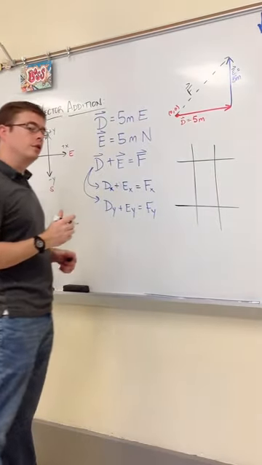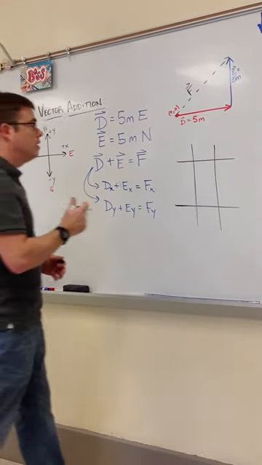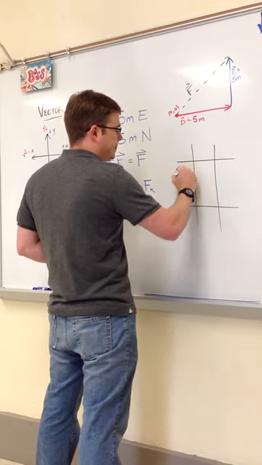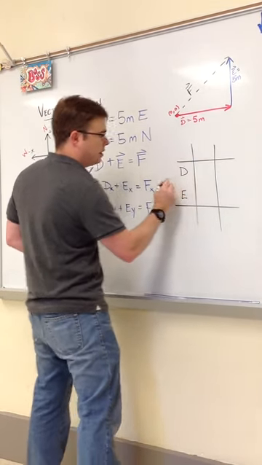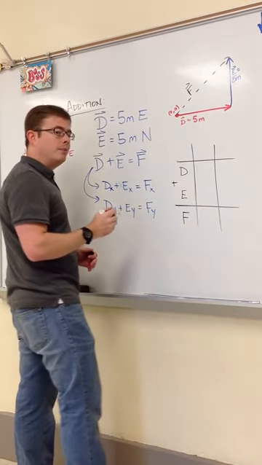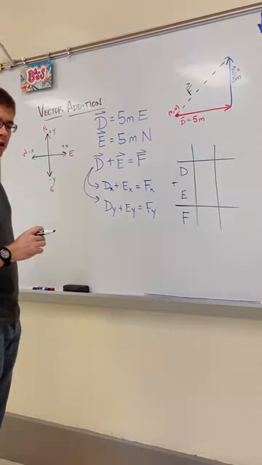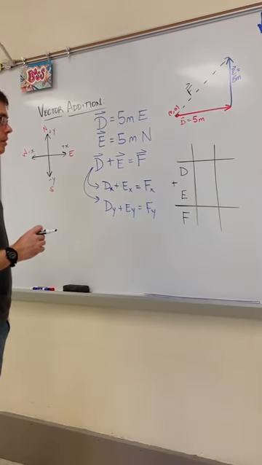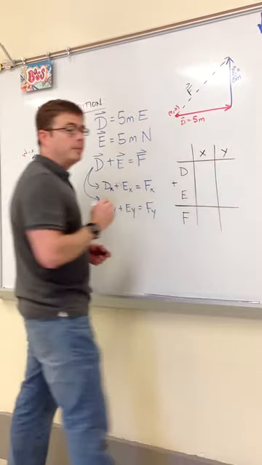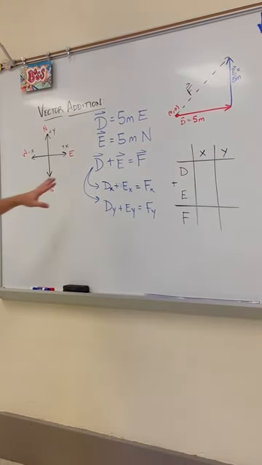Okay, an addition chart, just like you learn in elementary school. So what you're trying to do is take D and E and add them together to get F. And because you can only add like parts, you have to look at how the x's and the y's line up. So let's look at this.